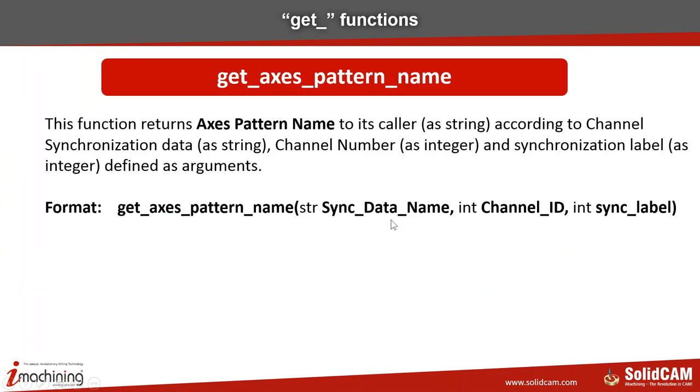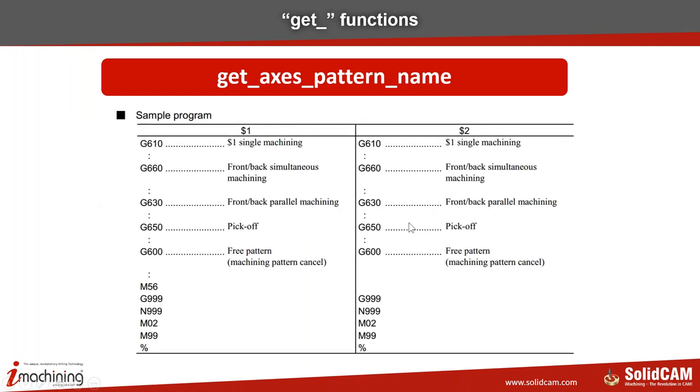All right. And the last one that I think is the most important for the Swiss type machines is the function that returns the axis pattern name to its caller, according to the channel synchronization data, with the channel number and synchronization label as the arguments. And the function is pretty straightforward. It's just like get axis pattern name. But as you may know, Swiss type machines, or also some Mill-Turn machines, may need to print something within the wait codes. You can also share the axis, you can also turn on the superimposition or stuff. All of this is done on the label level, and it is printed in this way. So it must be printed in both channels. This is just an example, like a simple program, with G-code that must be printed out on both.